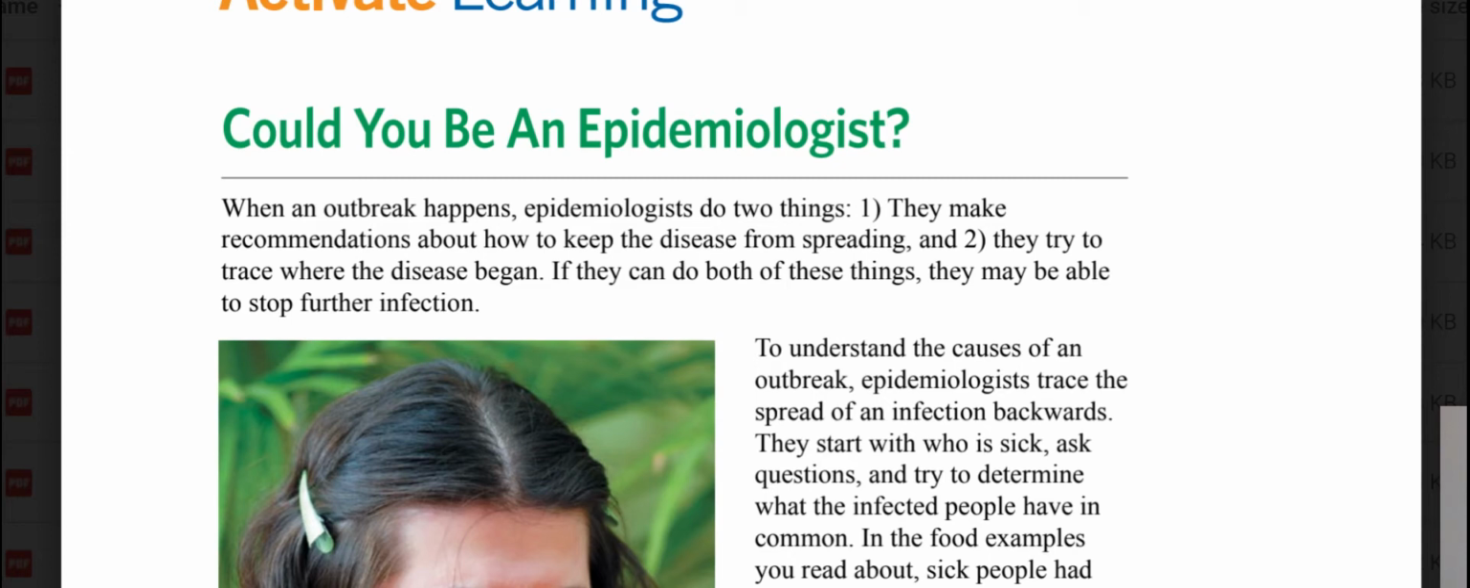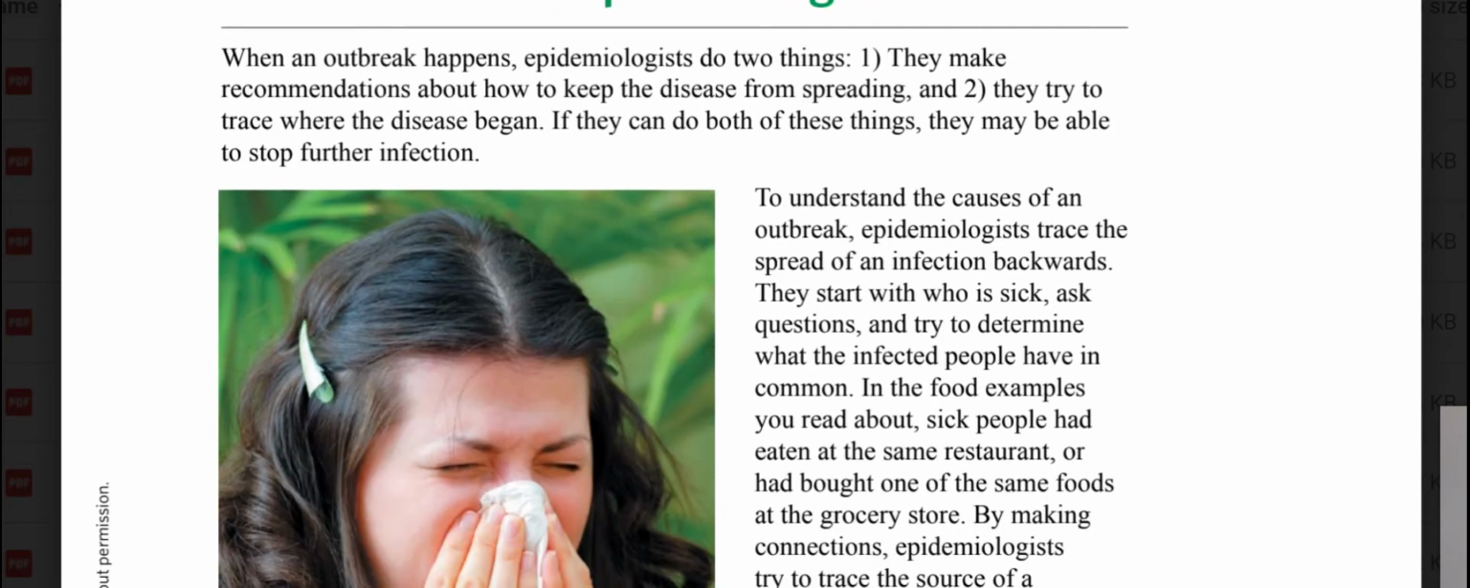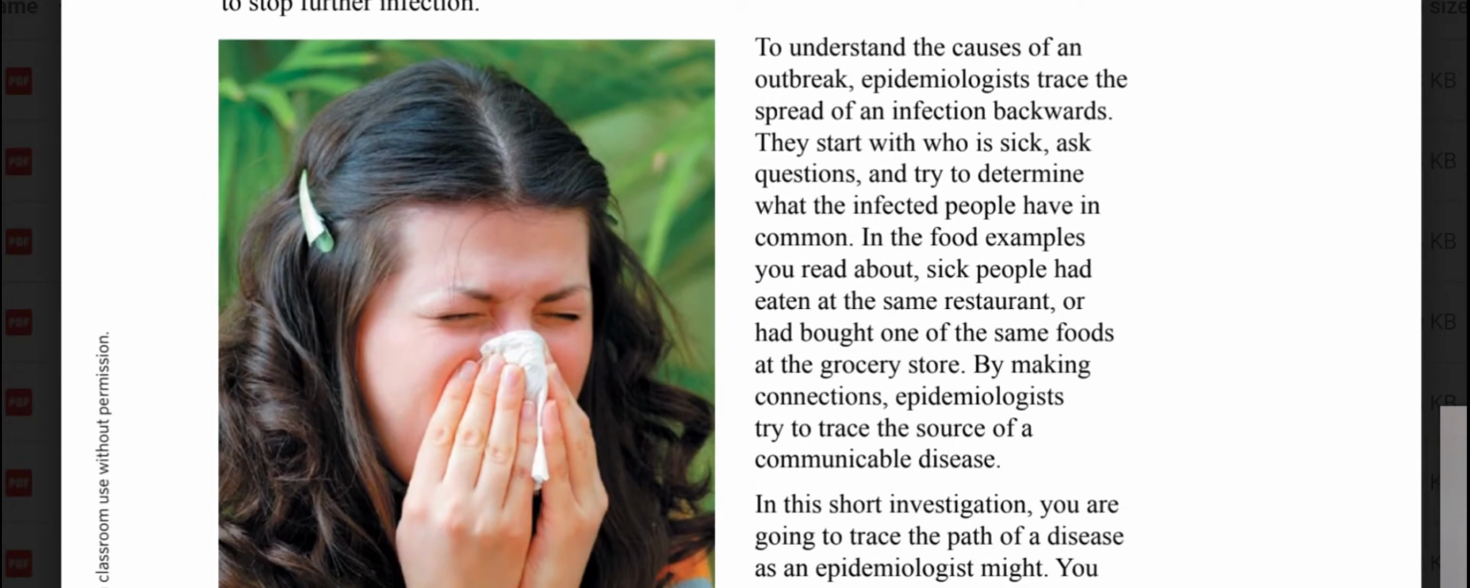To understand the causes of an outbreak, epidemiologists trace the spread of an infection backwards. They start with who is sick, ask questions, and try to determine what the infected people have in common. In the food examples you read about, sick people had eaten at the same restaurant or had bought one of the same foods at the grocery store. By making connections, epidemiologists try to trace the source of a communicable disease.